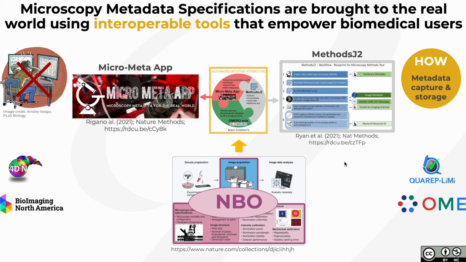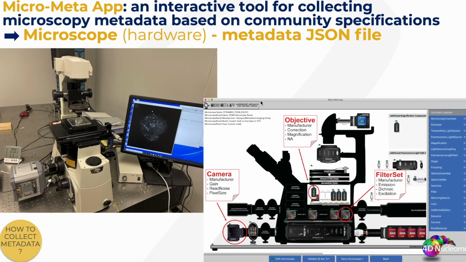Here, I will give you just a brief introduction, and I will start with Micro-Meta App. Micro-Meta App can be divided into two sections. In the first section, we will capture the hardware specification of a given microscope to produce a graphical representation such as this one, in which we have different icons representing different components, and we can capture the information about each of the components. These will result in a JSON file that captures the microscope hardware.